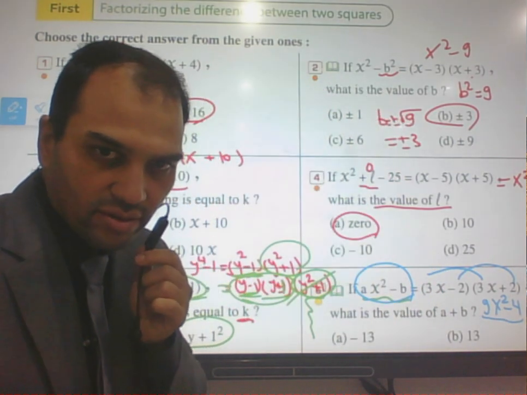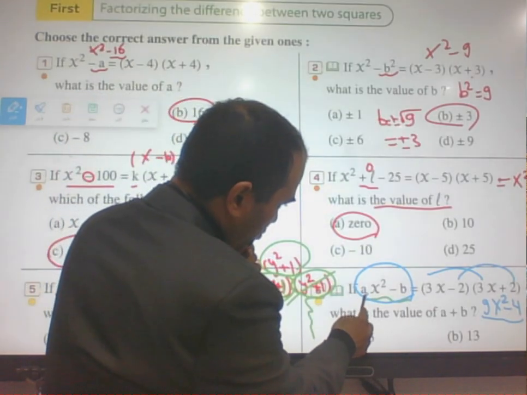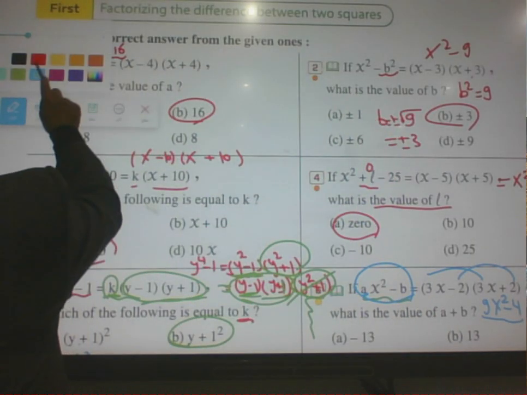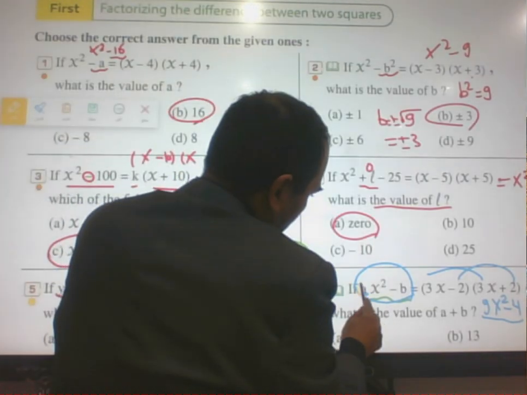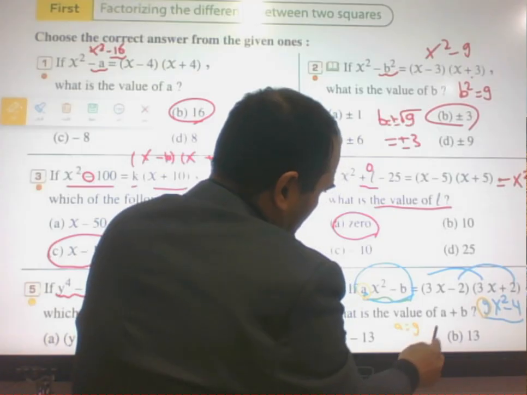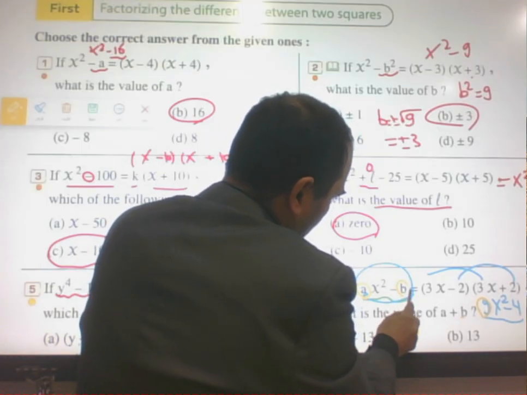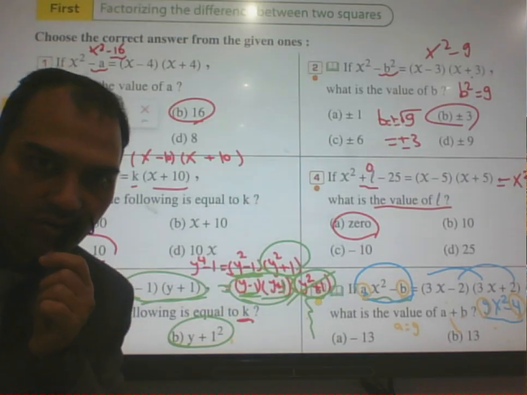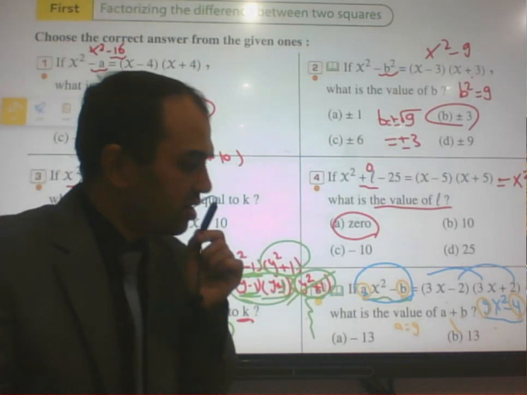Comparing the coefficient of x power 2, a will be equal to 9. Then the value of a here equals 9. And the value of b here equals 4. Comparing here, negative b equals negative 4, then the value of b equals 4.